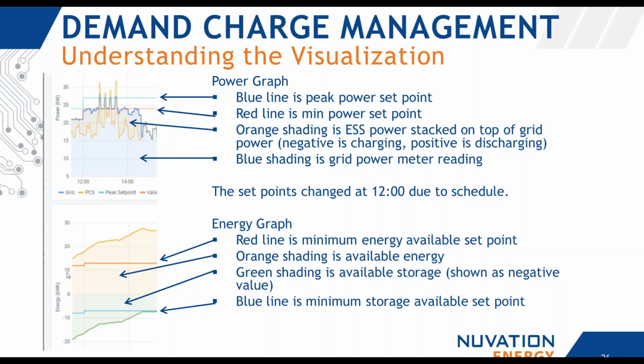And then in the bottom graph, similarly, we have 2 set points. One is for the minimum available energy for the site. And the other one is the minimum available storage at this particular time for the site. So we're showing storage as a space available for storing energy as a negative number on the graph, and the amount of energy that's available for discharging in orange as a positive number on this graph.